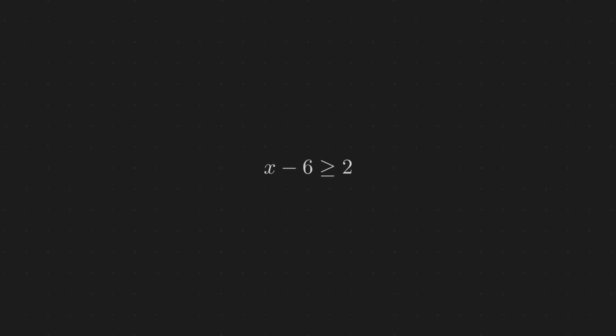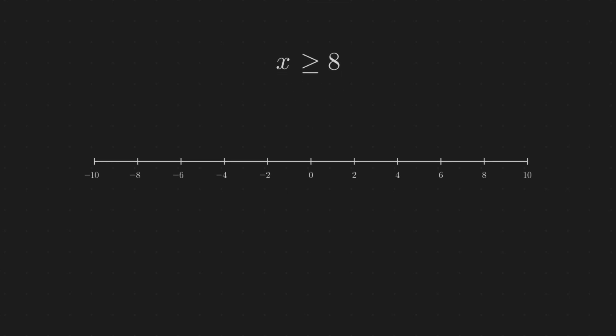Let us do one more. Take the inequality x minus 6 is greater than or equal to 2. We add 6 to both sides, then we get x is greater than or equal to 8. To graph this, we draw a closed circle at 8 because the inequality uses greater than or equal to, meaning 8 is included in the solution. We then shade everything to the right because x is greater than or equal to 8.